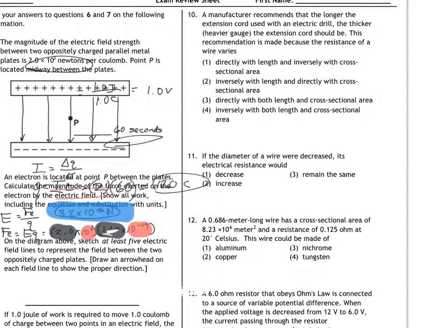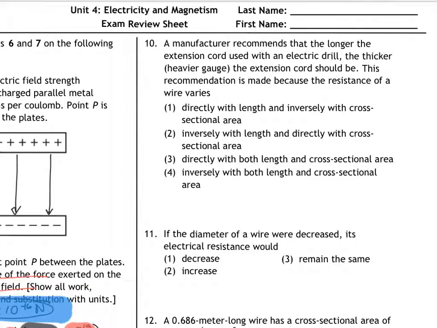All right, number 10. A manufacturer recommends that the longer the extension cord used with an electric drill, the thicker the cord should be. This recommendation is made because the resistance of a wire varies. So here's the equation that they're about to reference. Rho is called resistivity, and it depends on the material itself. Like, is it copper, is it gold, is it silver, and so on.